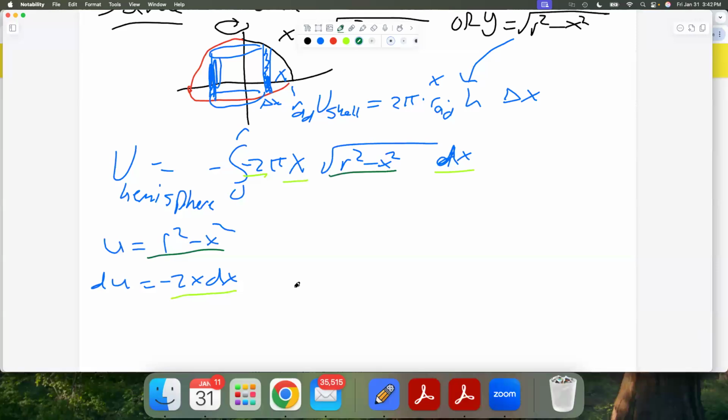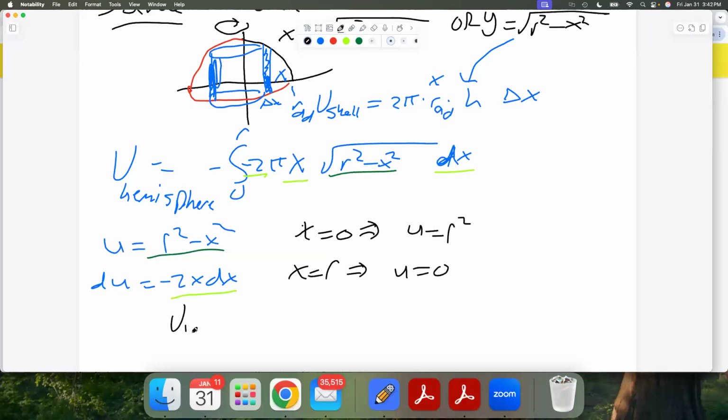All right, I got to change my limits. When x equals 0, that will imply u will be r squared minus 0. U will be r squared. When x equals r, plugging in r for x, we get r squared minus r squared, so u equals 0.